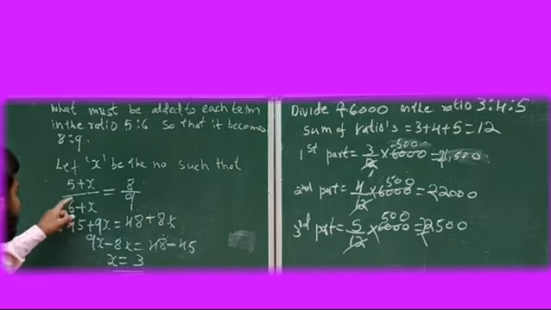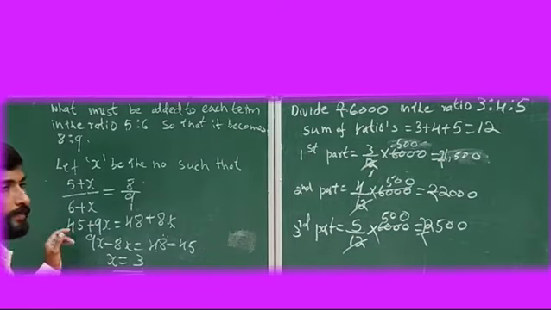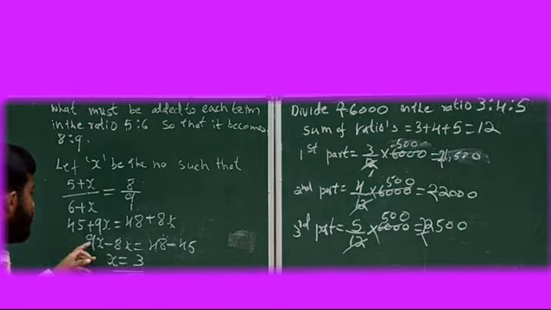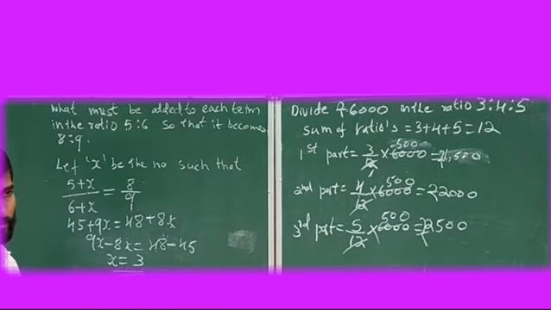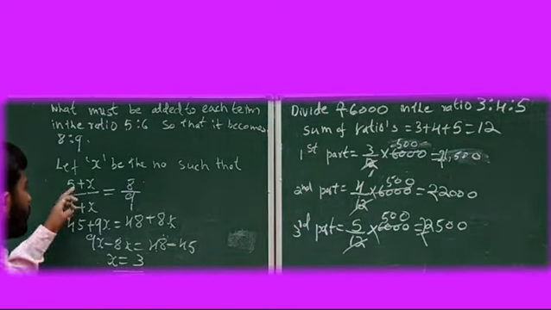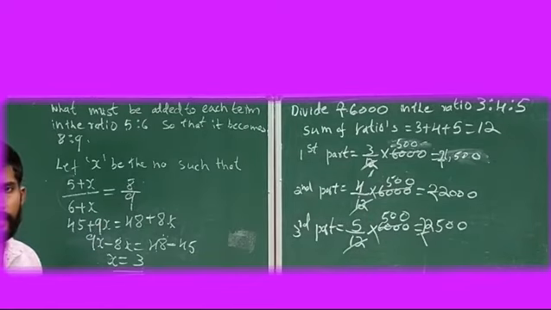Clear? You can write answer directly, but if it is a 2-mark question, then simplify like this, then write the conclusion. If it is a 1-mark question, you can do like this and directly write the x value.